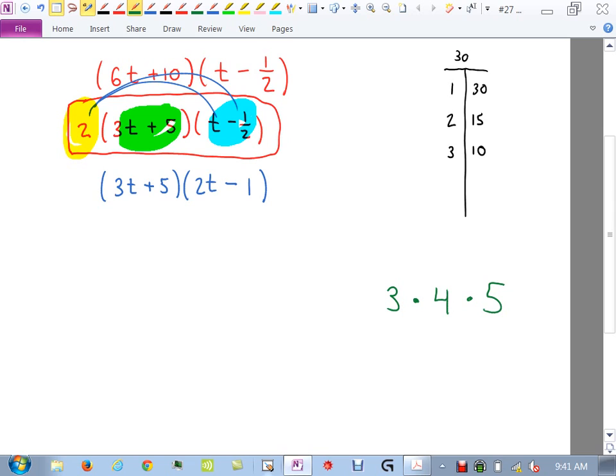Now, go ahead. Yeah, if you multiply 2 right back in here, you'll be right back where you started. So you'll still have a GCF, so it won't be factored all the way.